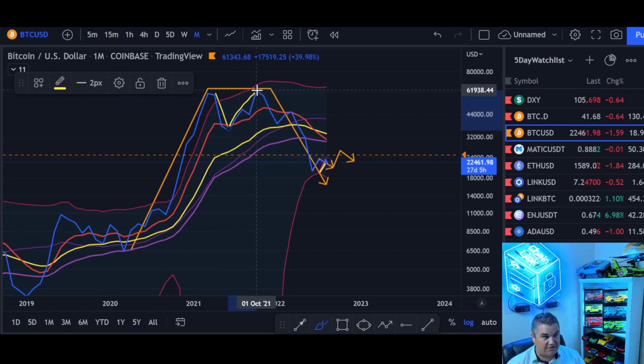We made a higher high. We were still all good here. The warning was not here, because guess what? We still made a higher high here, a higher low. And then this was the flash here.